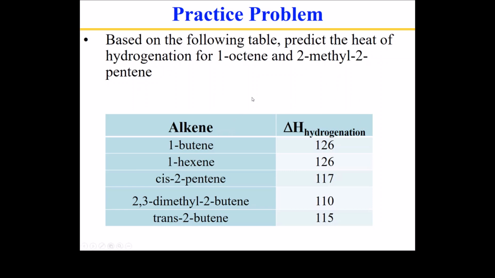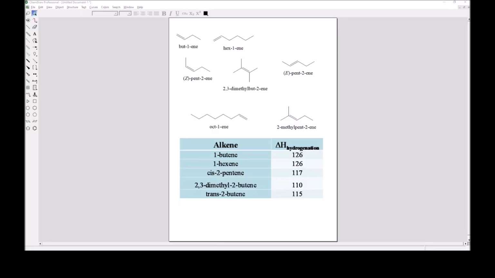So as a practice problem, now you should be able to predict the heat of hydrogenation of both 1-octene and 2-methyl-2-pentene. Pause the video and see if you can predict the heat of hydrogenation of these two compounds based on this table right here. Let's see how you did. And there's a few things I should probably fix that I said wrong.